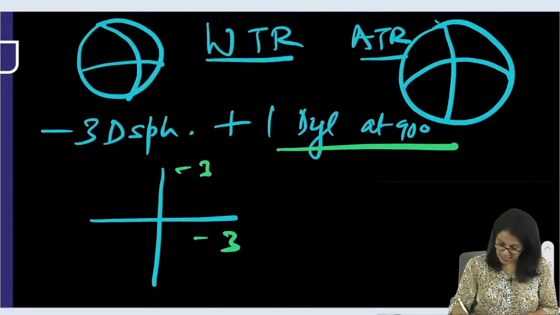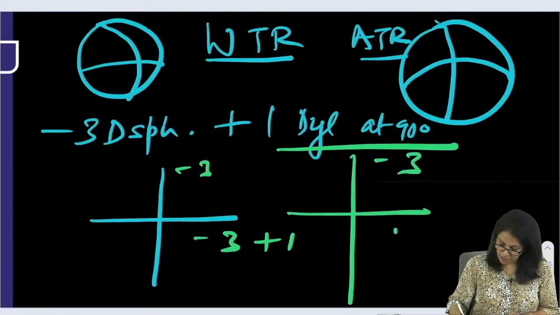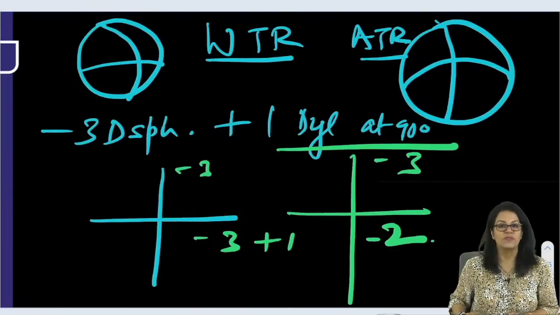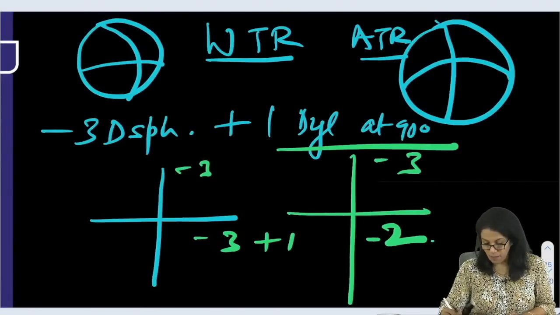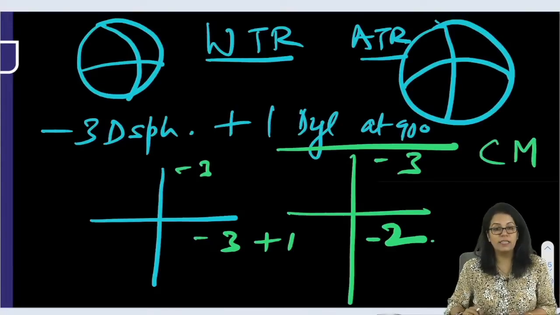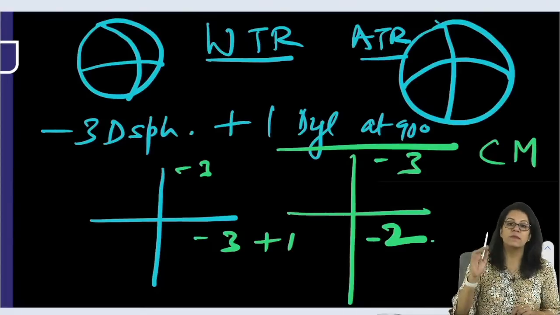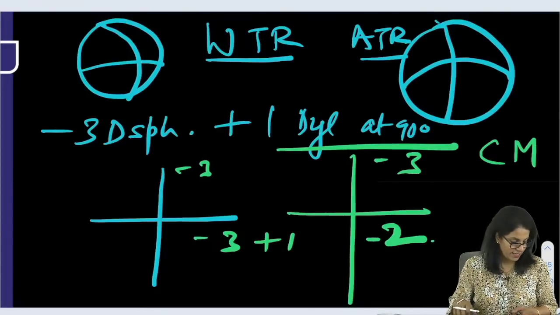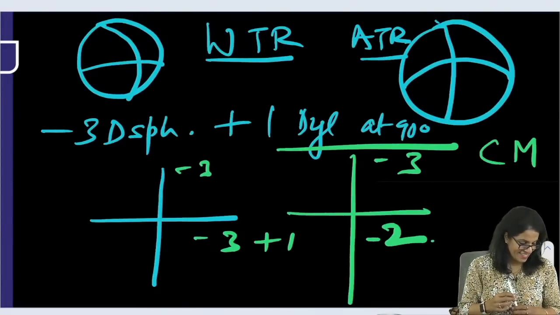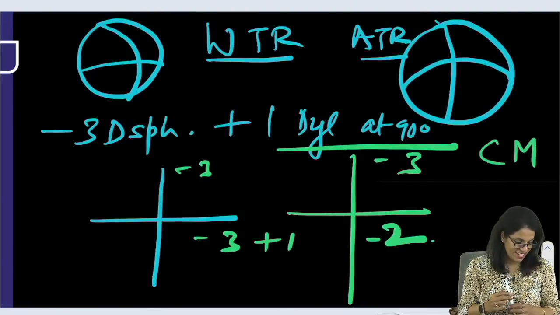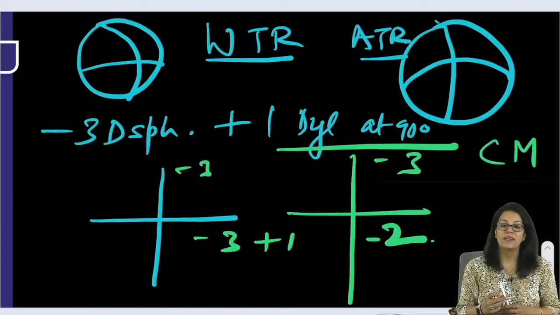-3 plus 1 at 90 again means we will put it at 180. So, it becomes -3 and -2. Now, tell me, it is compound, myopic, agreed, both are minus. Is it with the rule or against the rule? All of you answer me, I am waiting. Quickly. Yes, Jitin, Darknai, Vaishnavi. Very good, very good. So, it is with the rule, okay? Why?